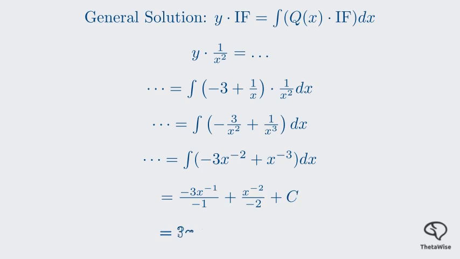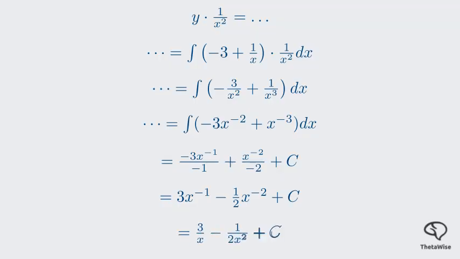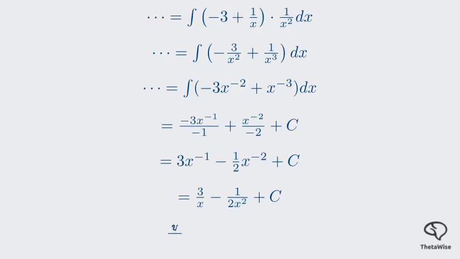Integrating x to the negative 3 gives us x to the negative 2, all over negative 2, which is negative 1 over 2x squared. And don't forget the constant of integration, c. Let's put it all together. The left side equals the right side. So y over x squared equals 3 over x minus 1 over 2x squared, plus c.